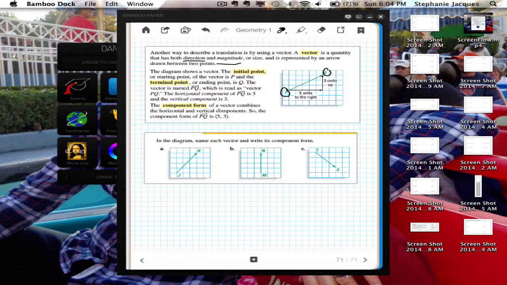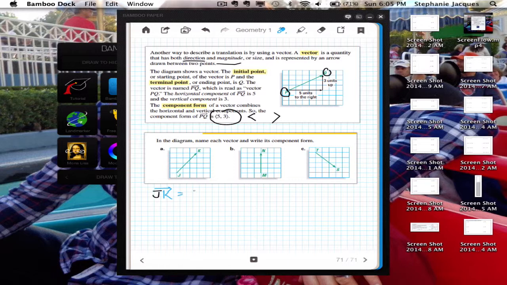The component form of a vector combines the horizontal and vertical components. So the component form of vector PQ is <5, 3>. And notice you don't put parentheses, you put these symbols. Okay, in the diagram, name each vector. So my initial point is J. So I know my vector is going to look like, whoops, changed my colors. So my vector will look like this.